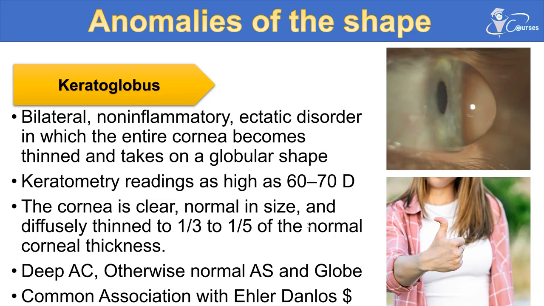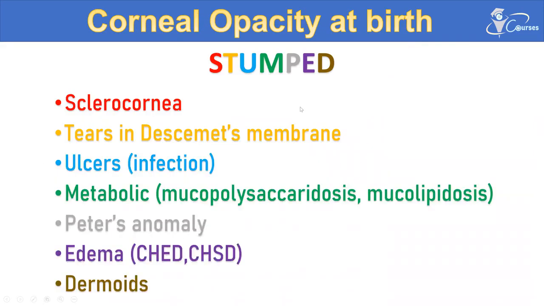The next most important topic about the pediatric corneal problems is the congenital corneal opacity, or what's referred to as opacification of the cornea at birth. In order to remember it, there is a famous mnemonic which contains the most causes of corneal opacity at birth, which is called STUMP. Each letter of this mnemonic refers to a certain disease or certain group of diseases. So what does this mnemonic refer to?